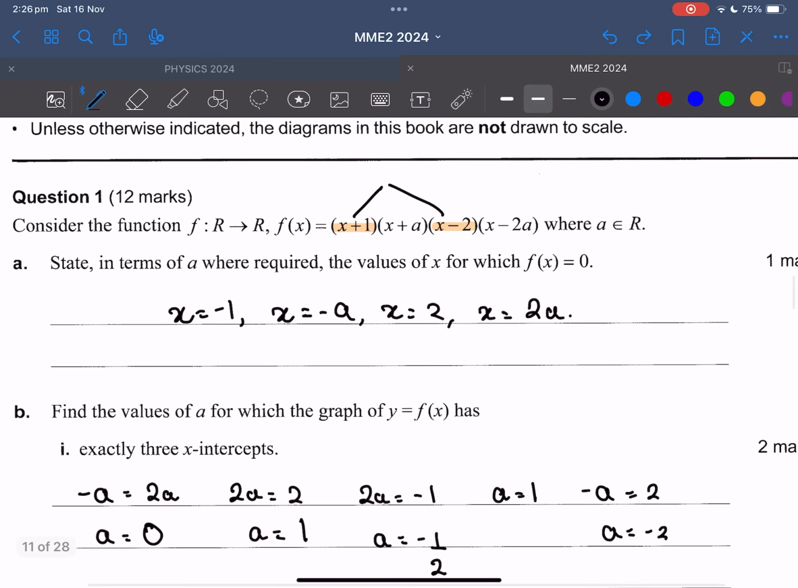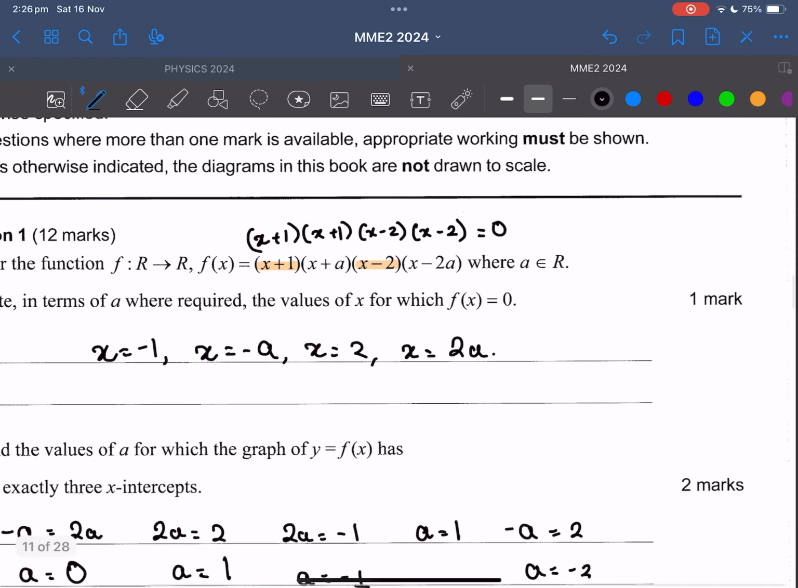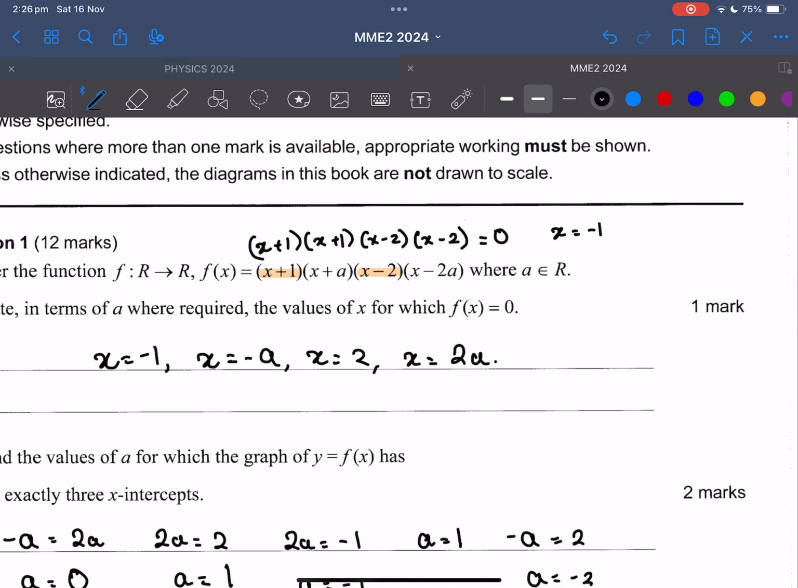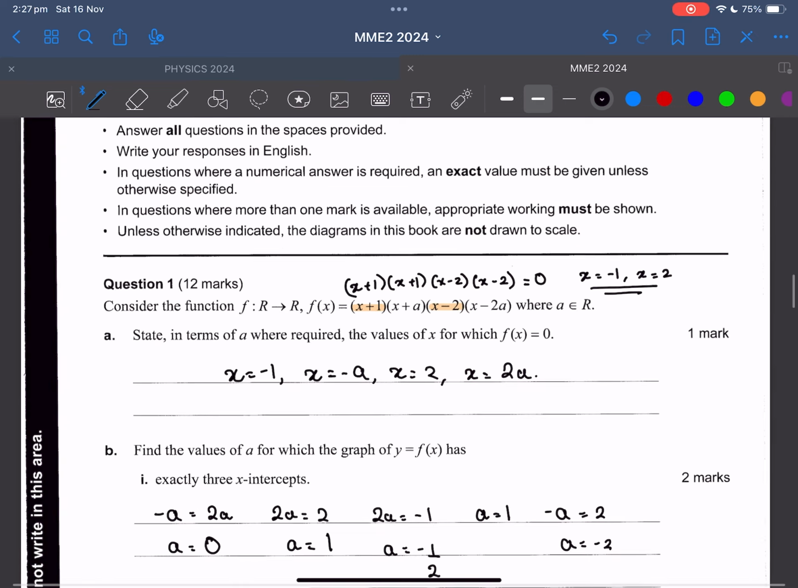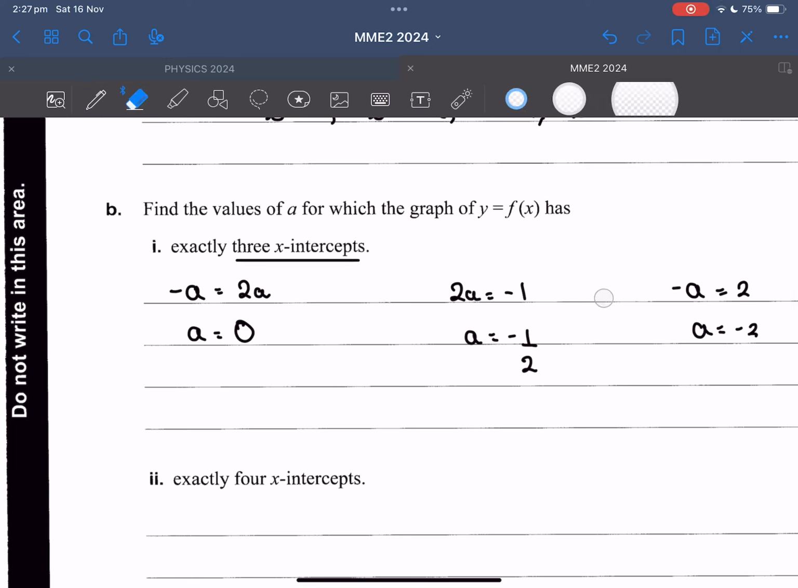So what happens if I substitute a equals 1 in the following equation? So our equation becomes x plus 1 times x plus 1 times x minus 2 times x minus 2 equals 0. So the only possible solutions for this one are x equals -1 and x equals 2. So this only gave us 2 solutions. So that does not satisfy the question. The question is asking for 3 x-intercepts, while a equals 1 only gives us 2. So we can't have a equals 1 as a valid solution, so let's remove that.